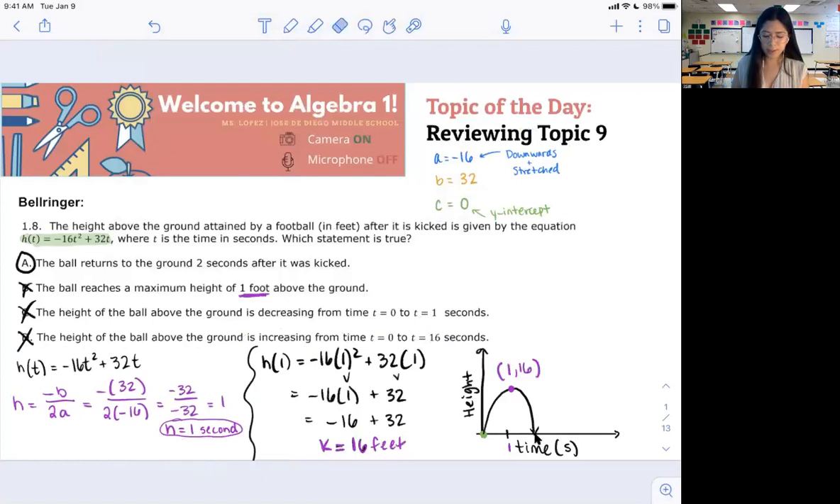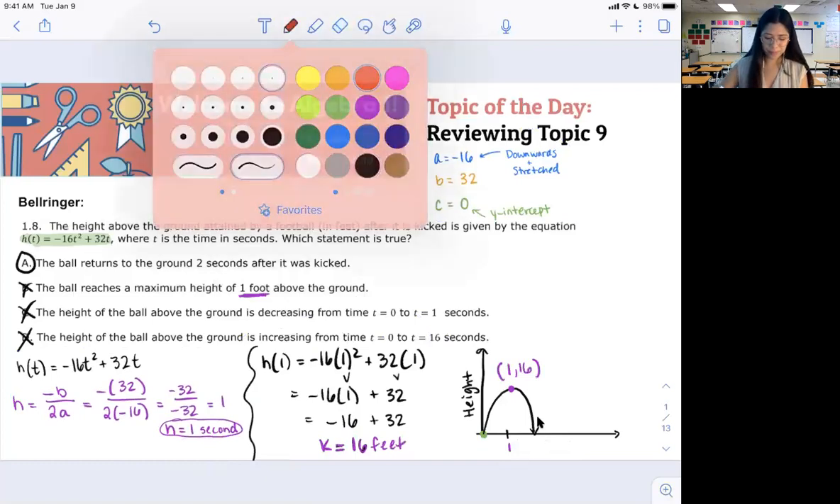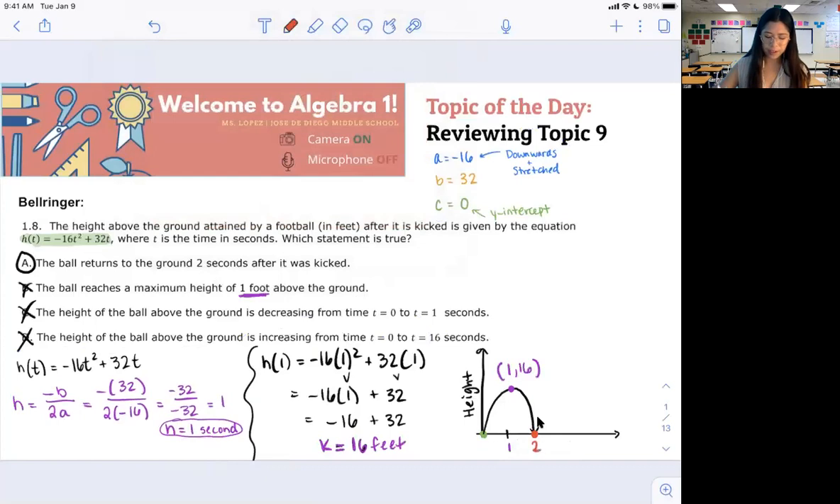Well, if it takes 1 second to reach the vertex, and we started at 0, so remember, the vertex is the axis of symmetry, which is 1. What has to be this number? 2. Has to be 2, yeah. So that is correct, 2 seconds. Takes 2 seconds, 1 second to go up and 1 second to come back down.